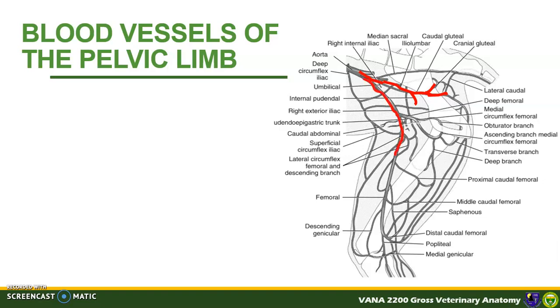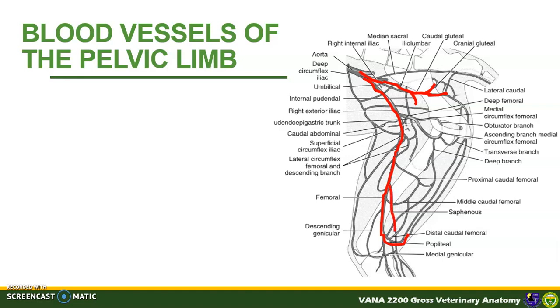The external iliac artery penetrates the abdominal wall through the femoral canal to become the femoral artery. The femoral artery is a direct continuation of the external iliac artery, coursing in the femoral triangle on the proximo-medial side of the thigh. It continues as the popliteal artery caudal to the stifle joint. The popliteal artery is a continuation of the femoral artery behind the stifle between the two heads of the gastrocnemius. It branches into cranial and caudal tibial arteries.